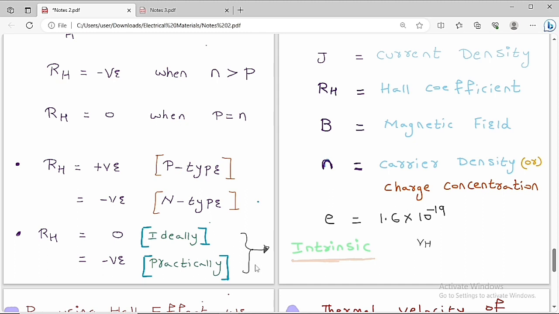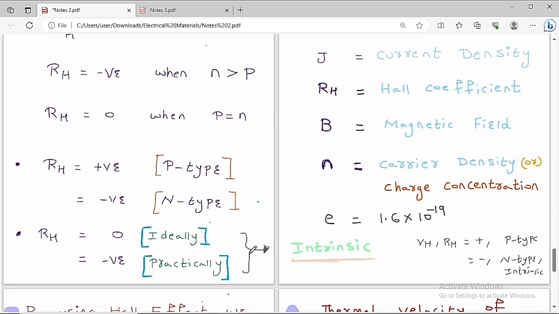The Hall voltage as well as the Hall coefficient, both are positive for the P type semiconductor. Okay, they are negative for both the N type as well as the intrinsic. This is a very important thing that you always have to keep in mind. So if the examinations ask you the polarity of the Hall voltage or the Hall coefficient for a P type semiconductor, it is positive. Whereas for the N type semiconductor or the intrinsic semiconductor, you have to keep it as negative by default.